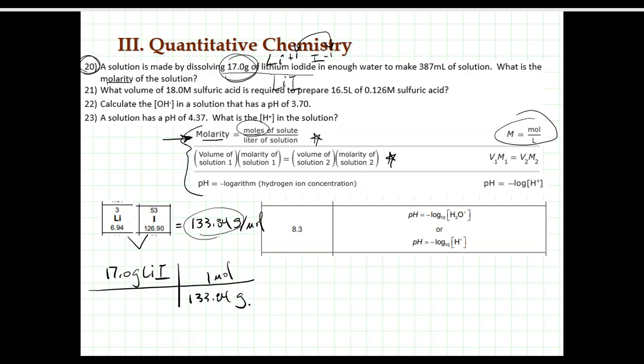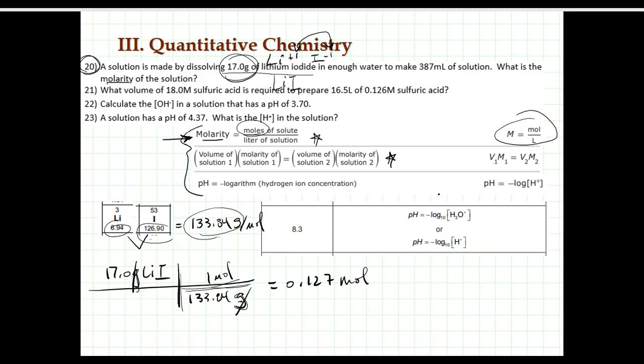Remember that the periodic table always tells us how many grams are in 1 mole. Always these numbers, how many grams in 1 mole. My grams on top here, my grams on bottom here cancel out. And so now all I have to do is multiply everything on the top, divide on the bottom. Our little pieces of the railroad track are simply telling us to multiply and divide. So 17 times 1 divided by 133.84 is going to give us a grand total of 0.127 moles of lithium iodide.